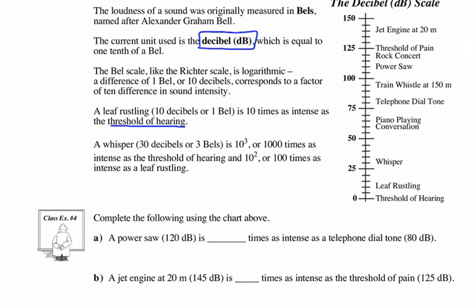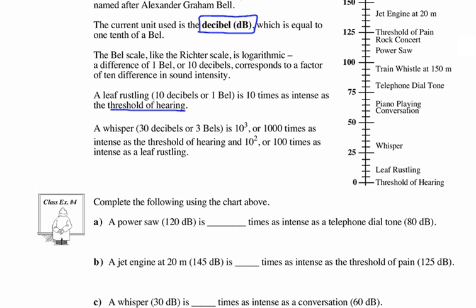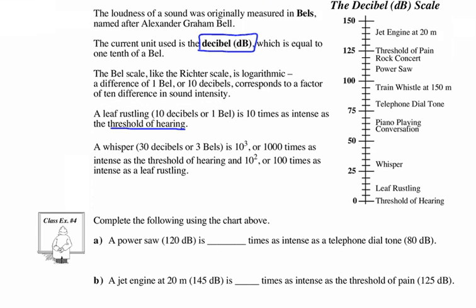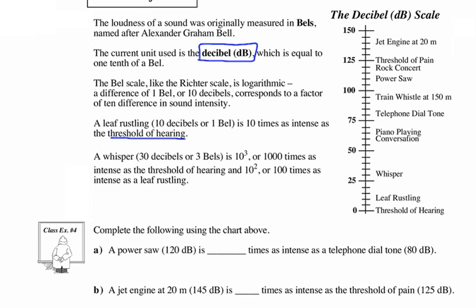So a whisper, 30 decibels, would be 10 to the 3, or 1,000 times as intense as the threshold of hearing, or 100 times as intense as a rustling leaf. Most likely you're just working with decibels.